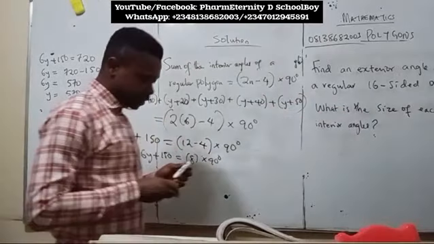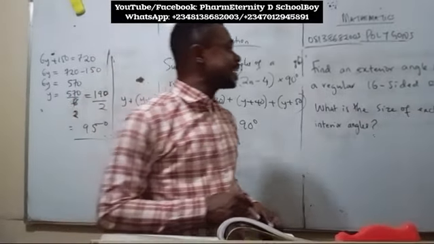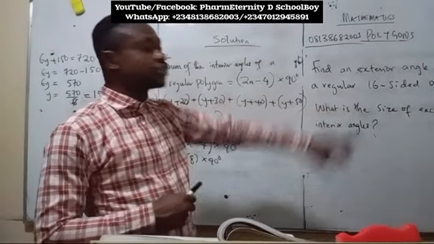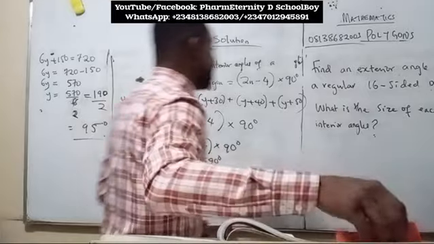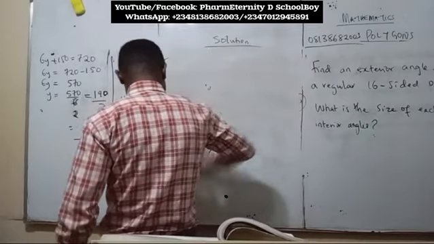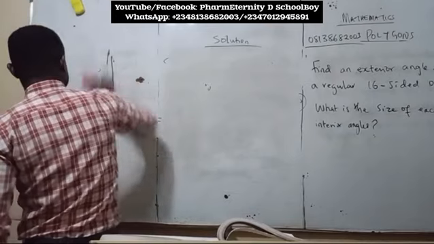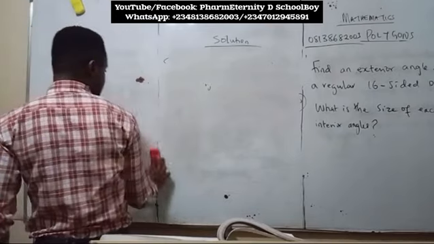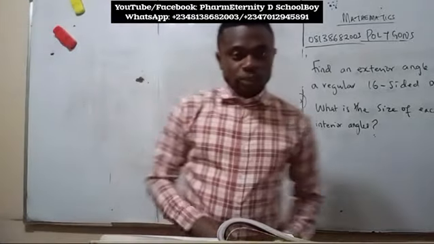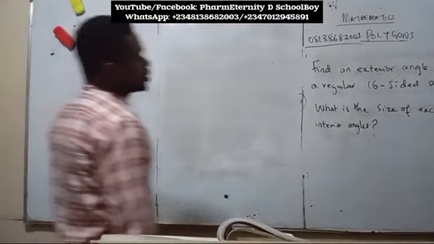Okay, the question says, find an exterior angle for a regular 16-sided polygon. Then the next one says, what is the size of each of its interior angle? Alright, let's solve this question.